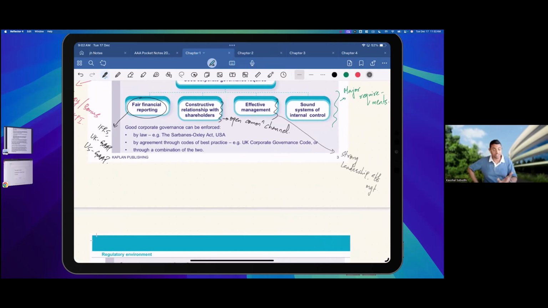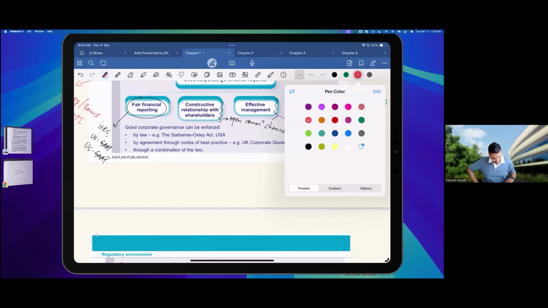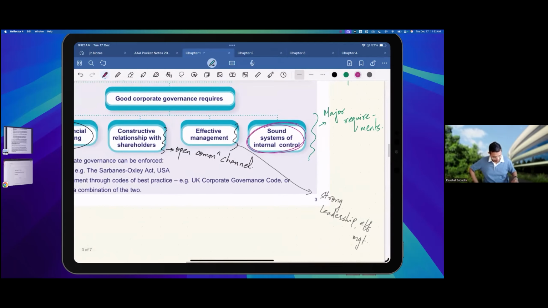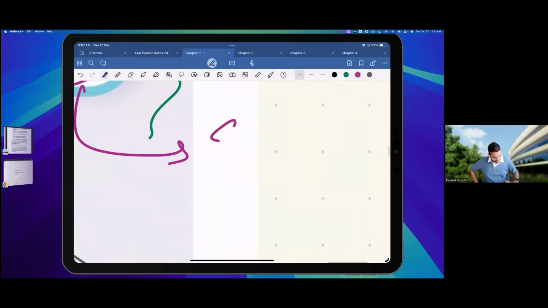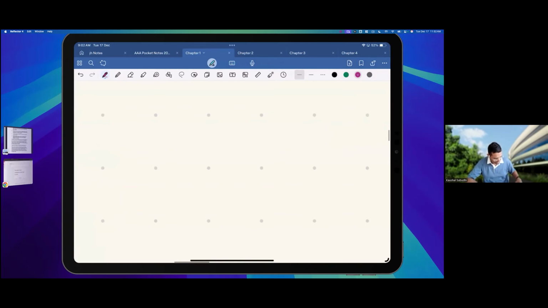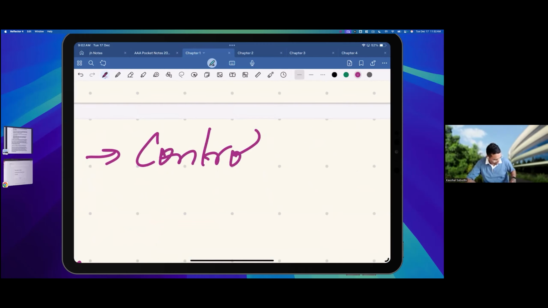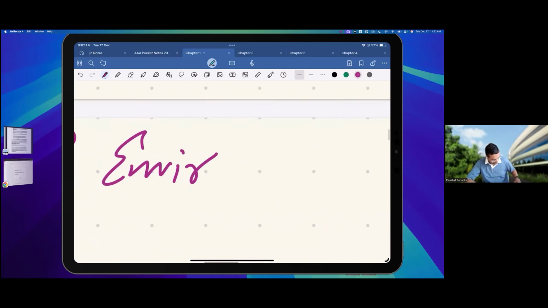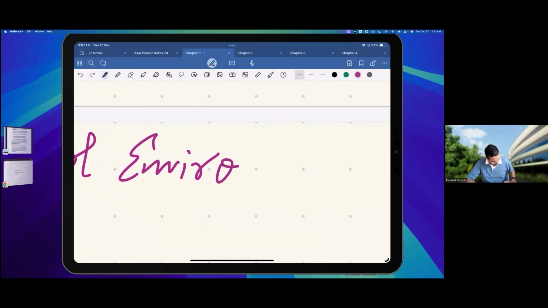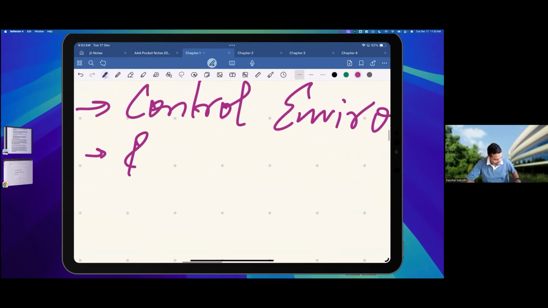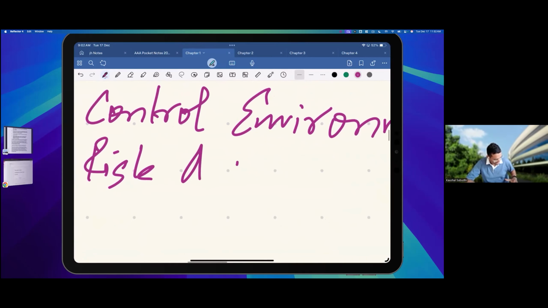And sound systems of internal control, I have already told you about this. If your internal control goes bad, then think, if there is no sound system of internal control, that means if the components of internal control, CRIME, I want to write this above, okay? So CRIME, what do you have? C stands for control environment. R stands for risk assessment. I just write it down as ASST, right?